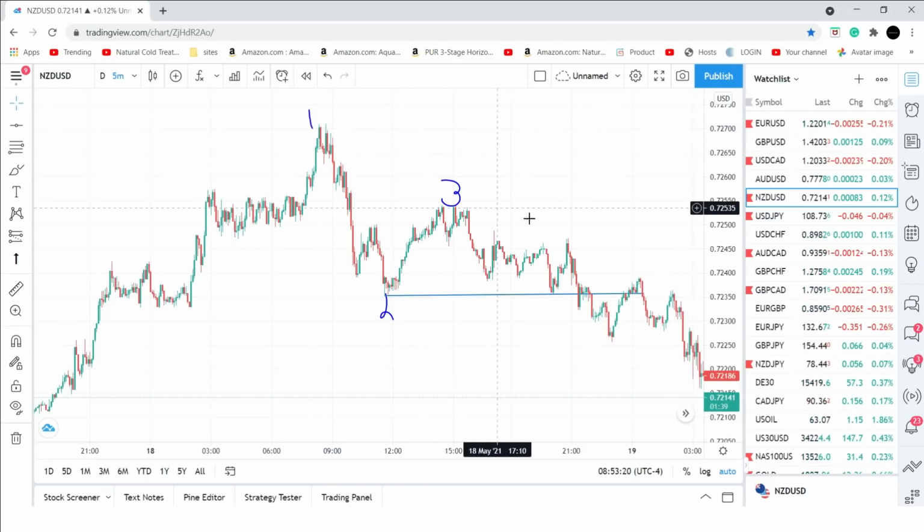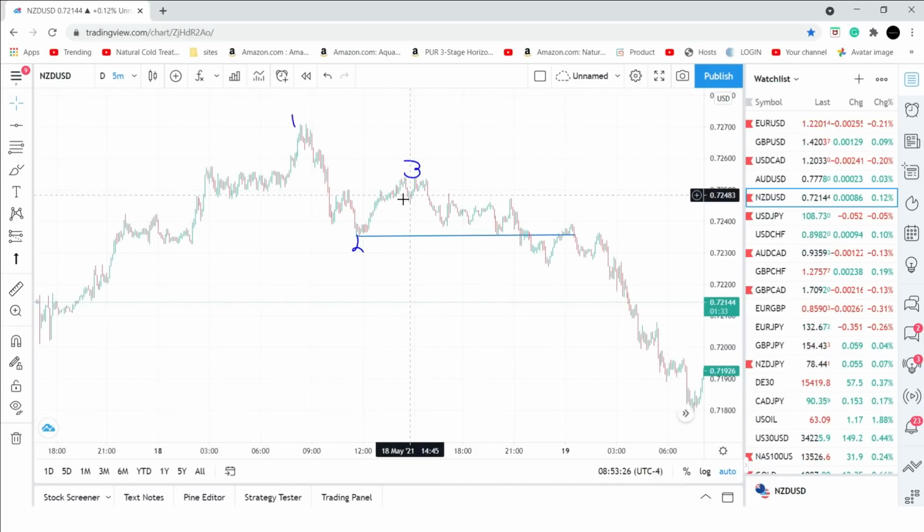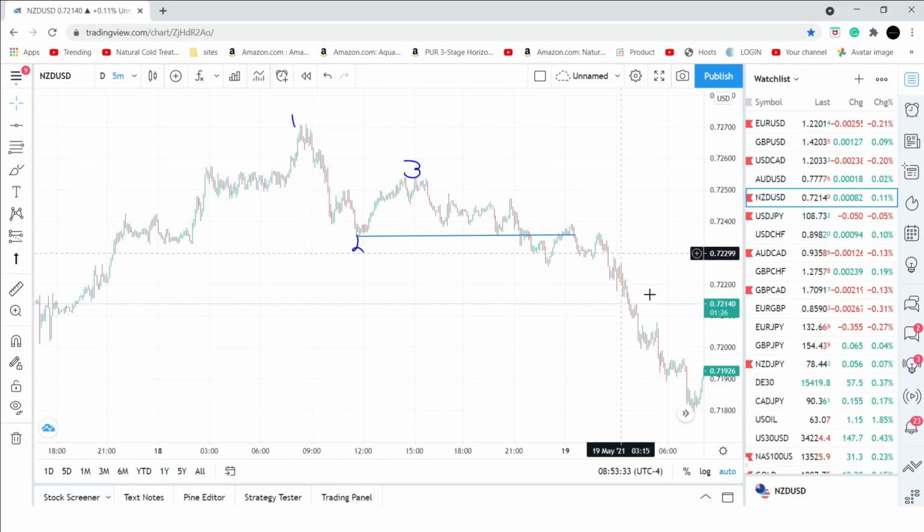Okay, so when it breaks the 2 spot right here, number 2, it's a strong possibility that the market will reverse, because when we tried to go up, the market couldn't go up. It's so weak. So if it breaks this low right here, it's a strong possibility that it probably will continue to go lower, right?